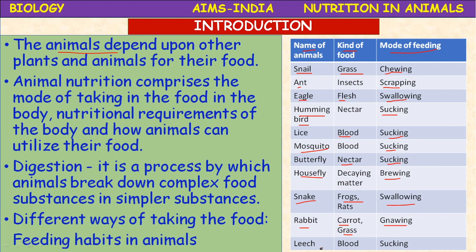Leech. Leech is a carnivore. It feeds on vertebrate blood. The method of feeding is sucking. It possesses sharp suckers with which it attaches to the vertebrate body and sucks the blood.